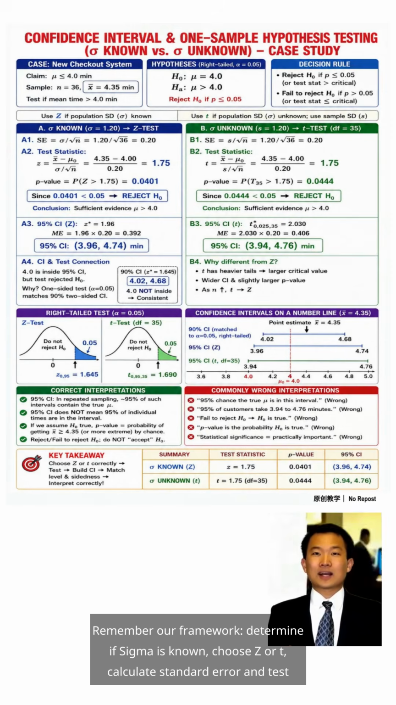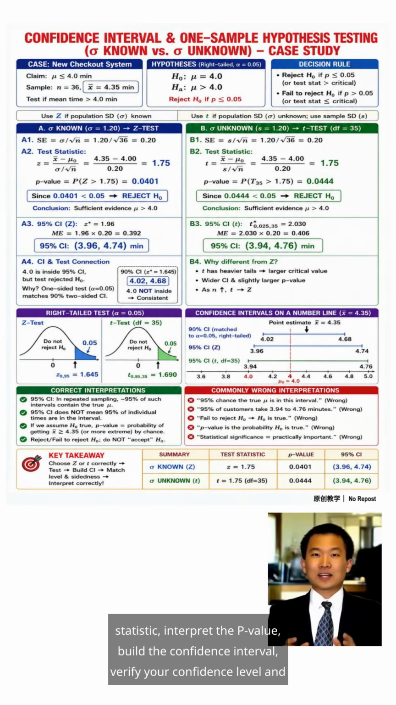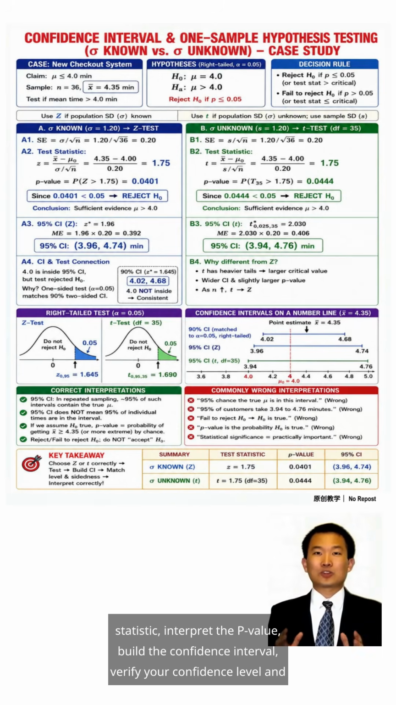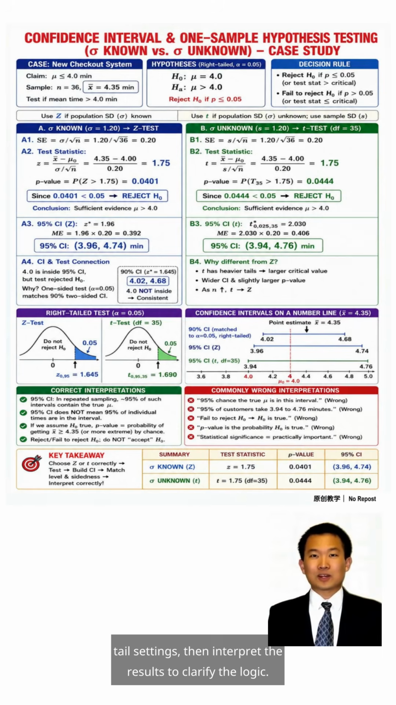Remember our framework. Determine if sigma is known, choose z or t, calculate standard error and test statistic, interpret the p-value, build the confidence interval, verify your confidence level and tail settings, then interpret the results to clarify the logic.